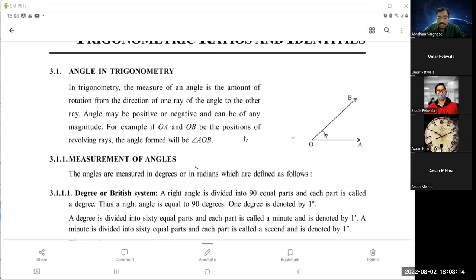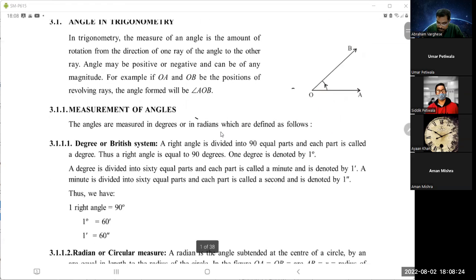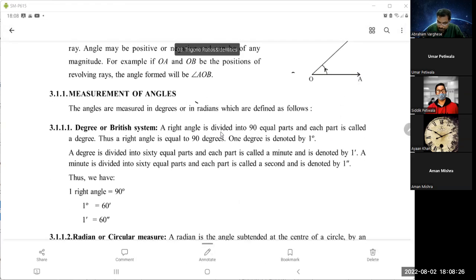So when we are measuring angles, there are two ways we can measure. One is called a degree measure, and another one is called a radian measure.